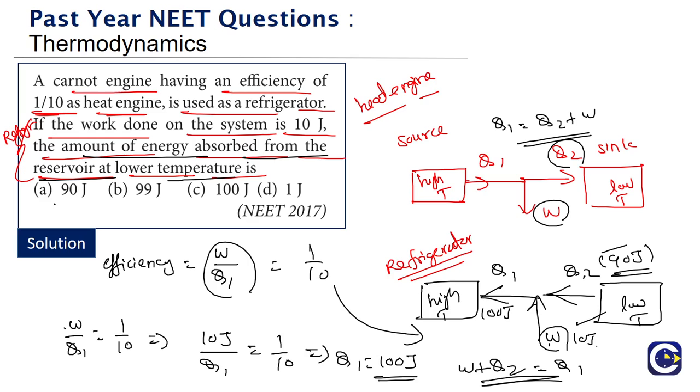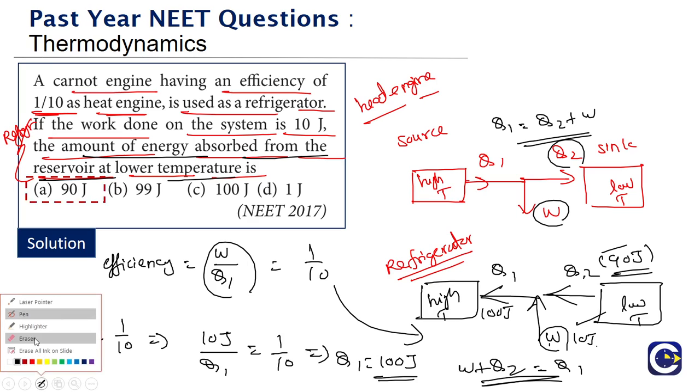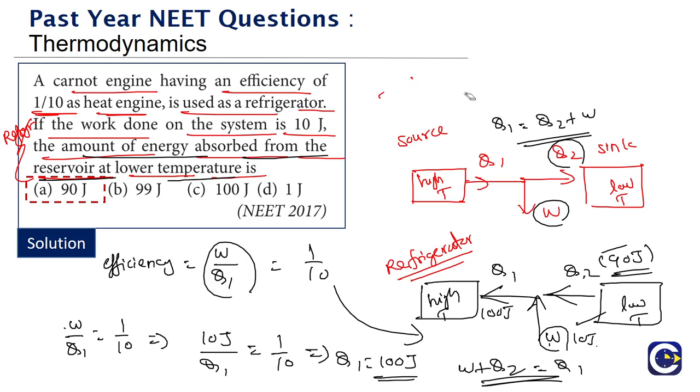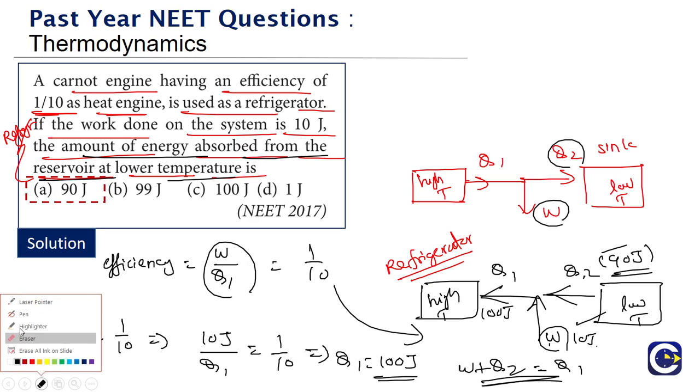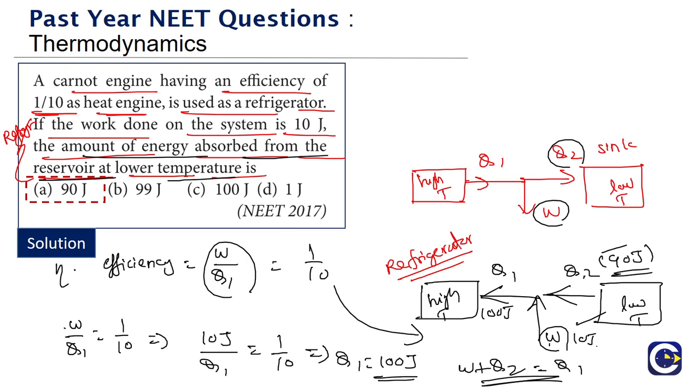So the correct answer for this is option A, which is 90 joules. We must be taking 90 joules from the low temperature reservoir in the case of the refrigerator. Now for the heat engine we use this efficiency factor eta, which is W by Q1. So we are done with the question.